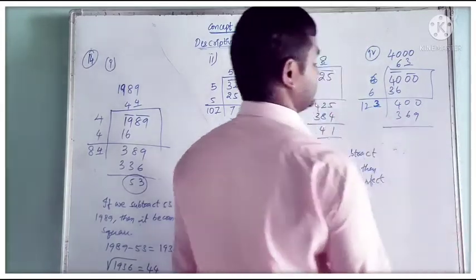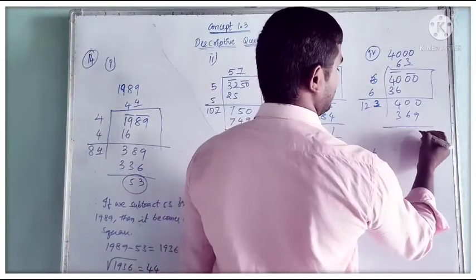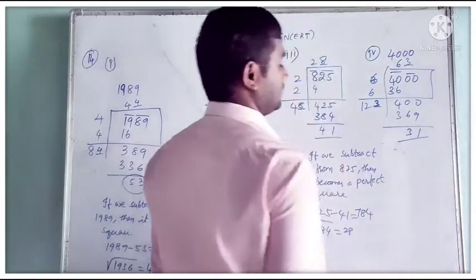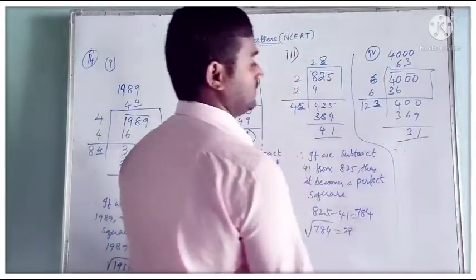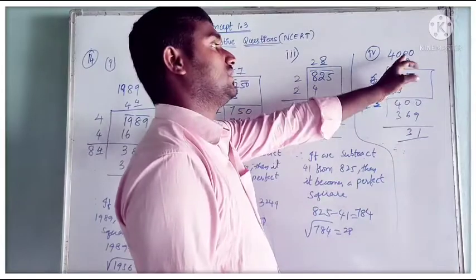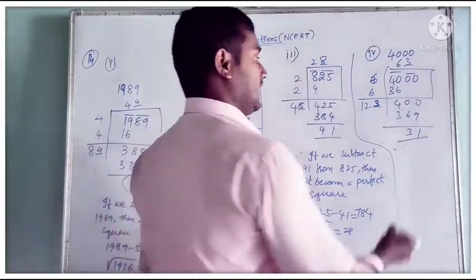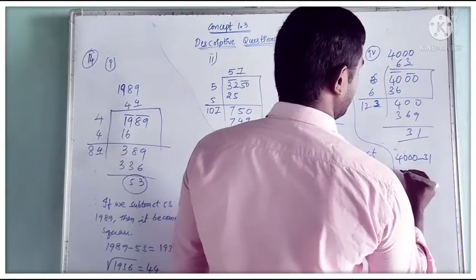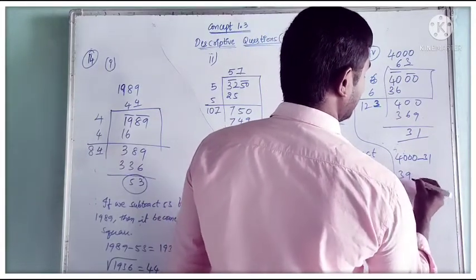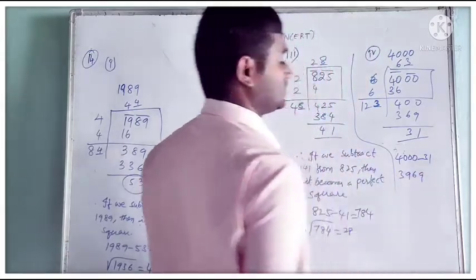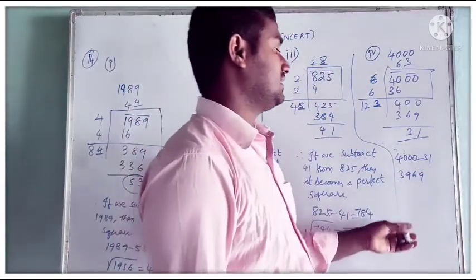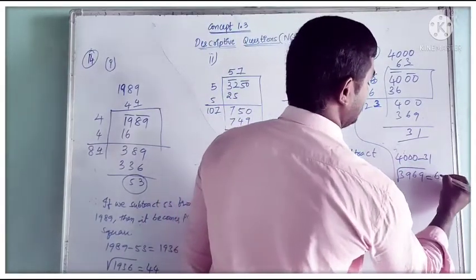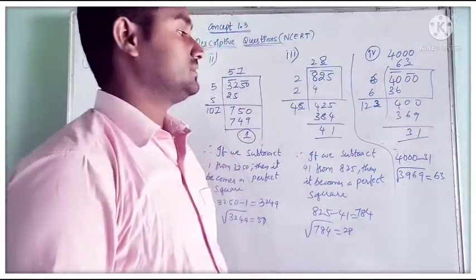Subtract here. Subtract means 10 minus 9 is 1. Here 9 minus 6 is 3. So it becomes 0. So therefore, if you subtract 31 from 4000, it becomes a perfect square. You can write 4000 minus 31. 4000 minus 31 how much? 3969. 3969 is the number. So the square root of 3969 is equal to 63. Okay, so that is the answer.